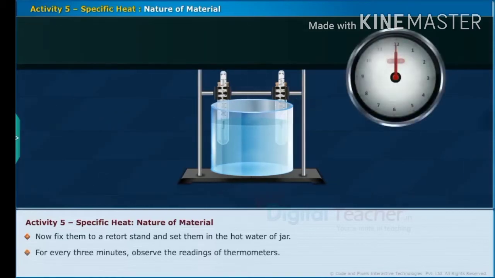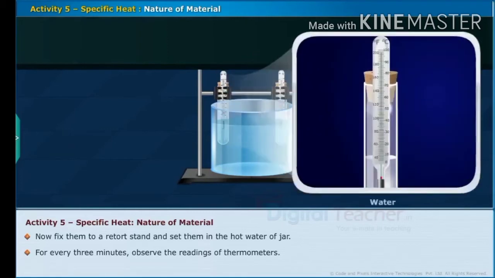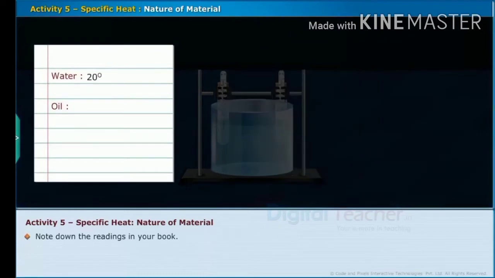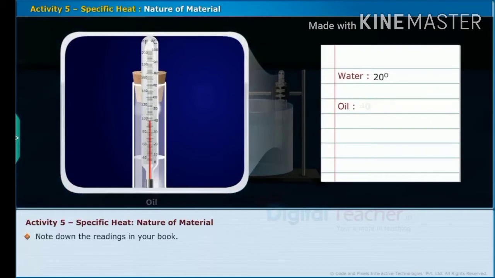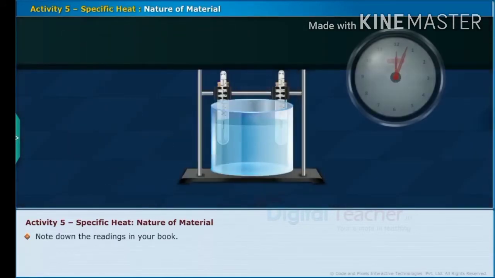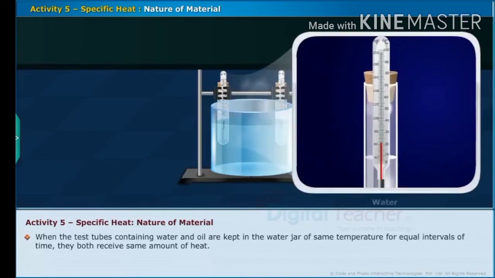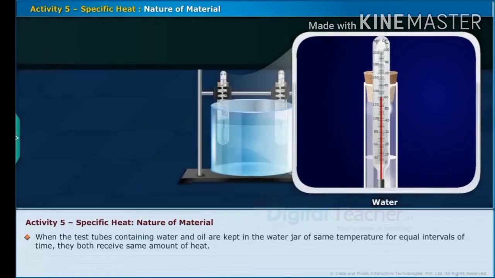For every 3 minutes, observe the readings of thermometers. Note down the readings in your book. When the test tubes containing water and oil are kept in the water jar of same temperature for equal intervals of time, they both receive same amount of heat.